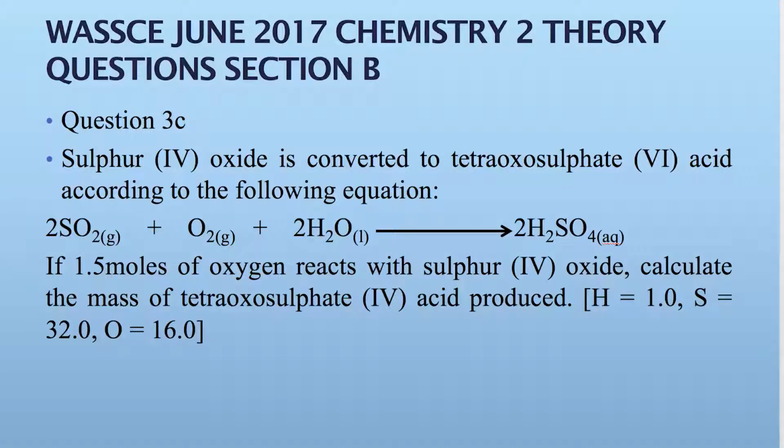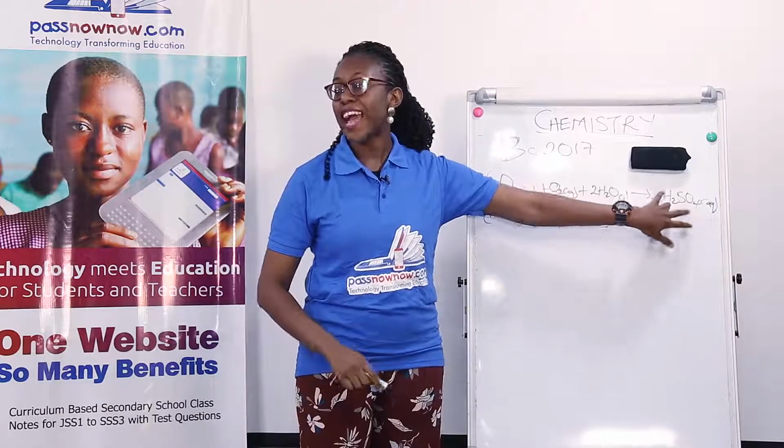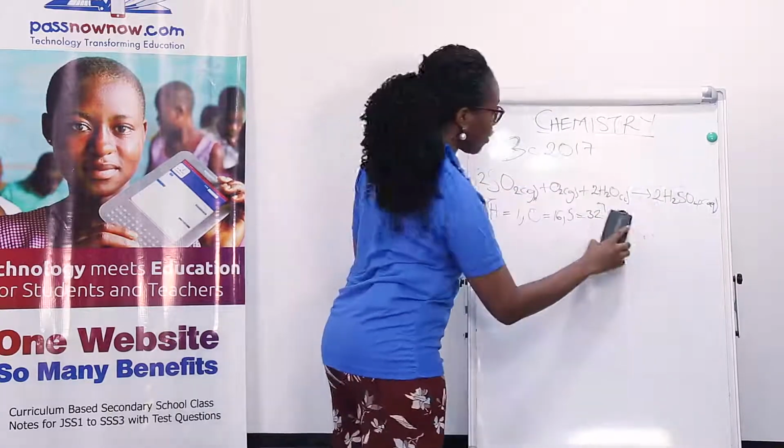Our next question, the same 2017 question 3C. The question reads, sulfur(IV) oxide is converted to tetraoxosulfate(VI) acid according to the following equation. If 1.5 moles of oxygen reacts with sulfur(IV) oxide, calculate the mass of tetraoxosulfate(VI) acid produced. This question asks us to find the mass of tetraoxosulfate(VI) acid produced. How do we go about this? First, write the mole ratio.